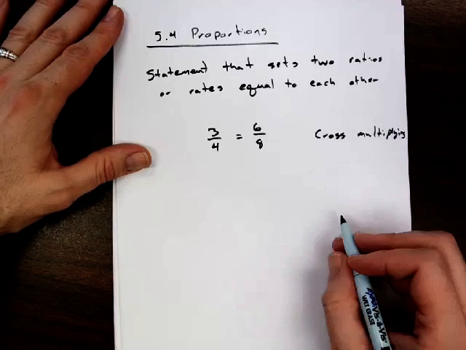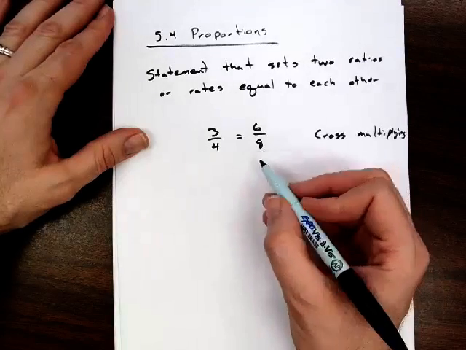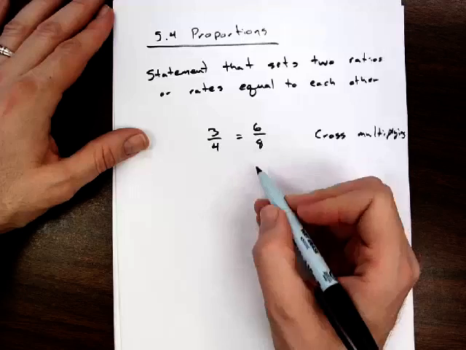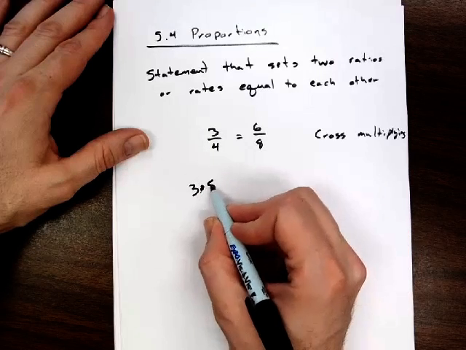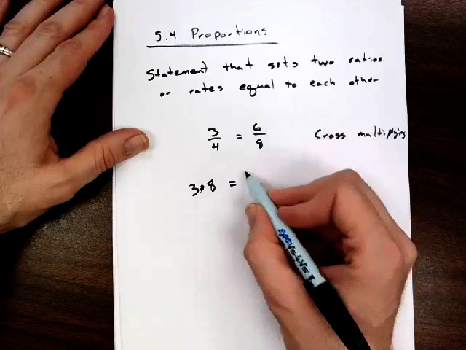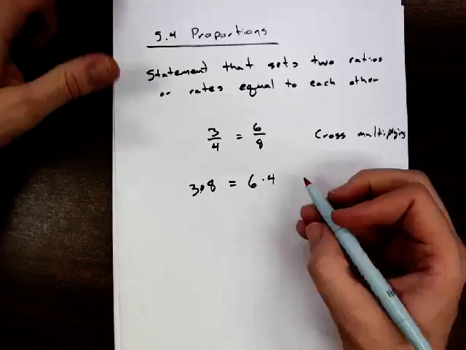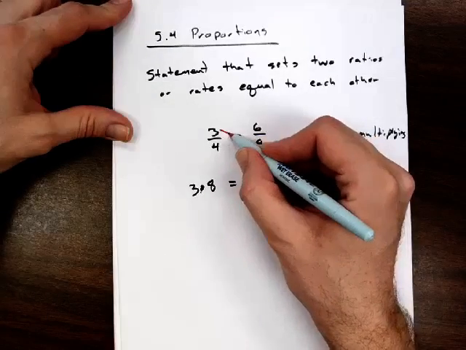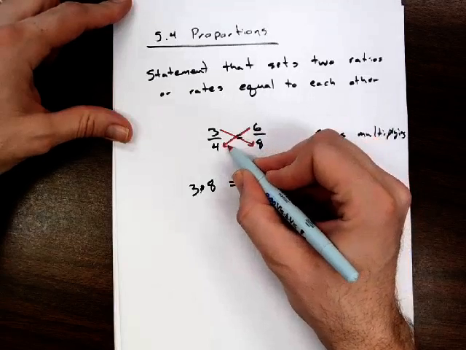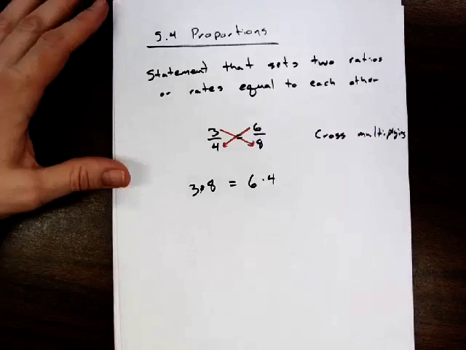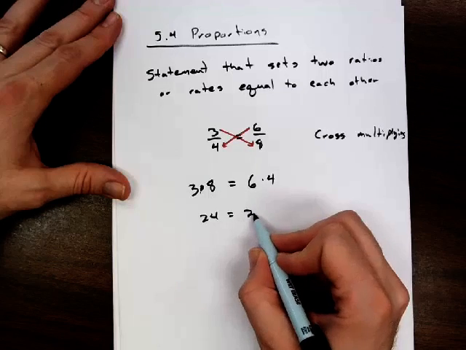And there's a reason why this works. But first off, let's just show you that this 3 times that 8, well, let's just do that. 3 times this 8 is going to be equal to that 6 times 4. So when we call this cross multiplication, we're just saying, the top of this fraction times the bottom of that fraction is going to be equal to the top of this fraction times the bottom of that one. 3 times 8 is 24, equal to 6 times 4, 24.